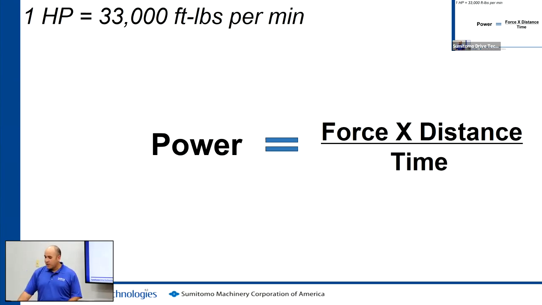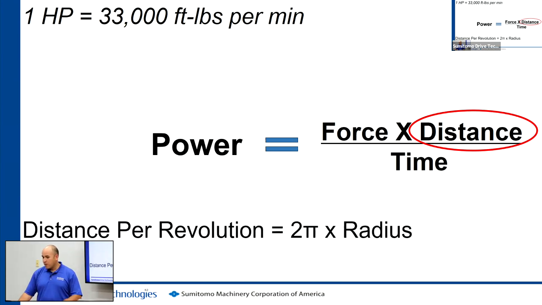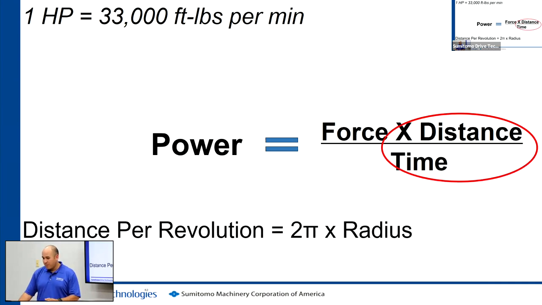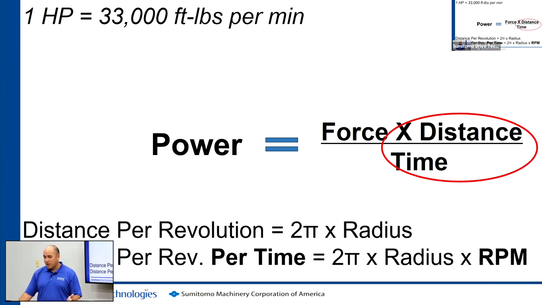And we also know that distance per revolution is the circumference, right? If you think of a wheel, and that wheel rotates 1 revolution, it's going to travel the circumference of that wheel. Exactly. And if you go back to geometry, we know that the circumference is 2 pi r, 2 pi times the radius. Now, the distance per time is just multiplying that number by the number of RPMs, right? Exactly. Okay, I think you're following me so far.